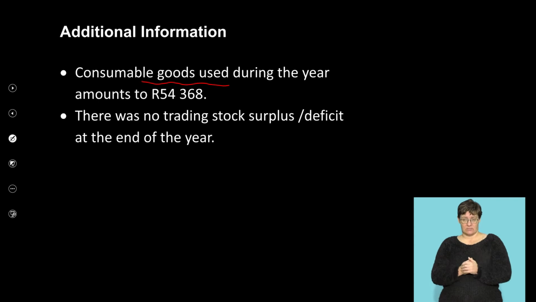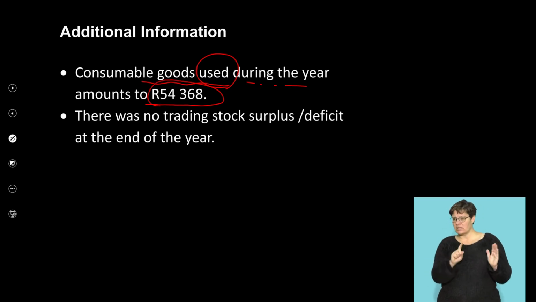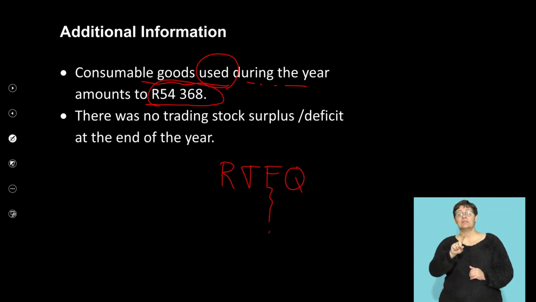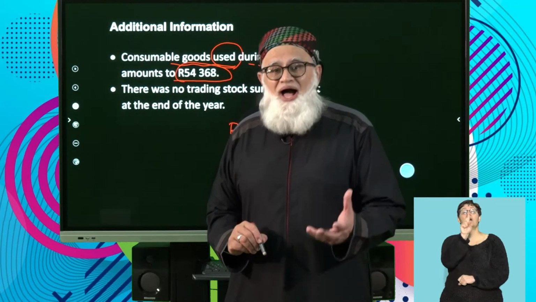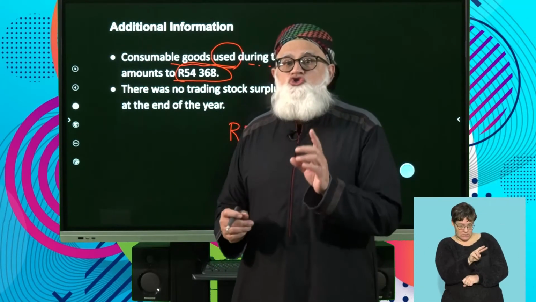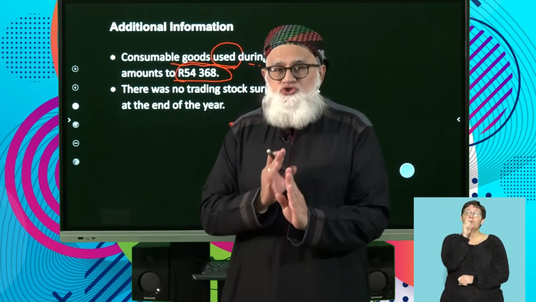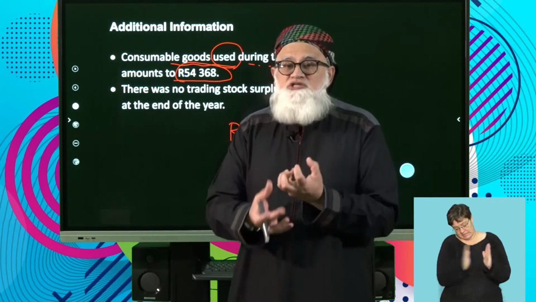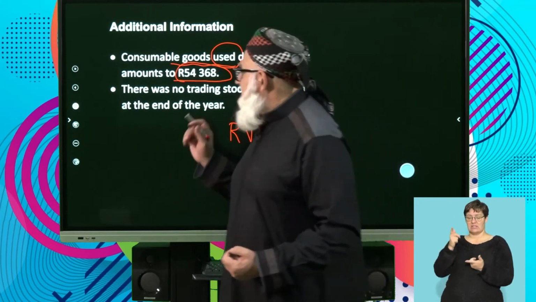Consumable goods used during the year amounts to 54,368. Remember this acronym here? RTFQ. Read the full question. Why? Because they're clearly telling you in this adjustment, your consumable goods used, not what was left over. And therefore, the adjustment changes. So therefore, this is what we do.